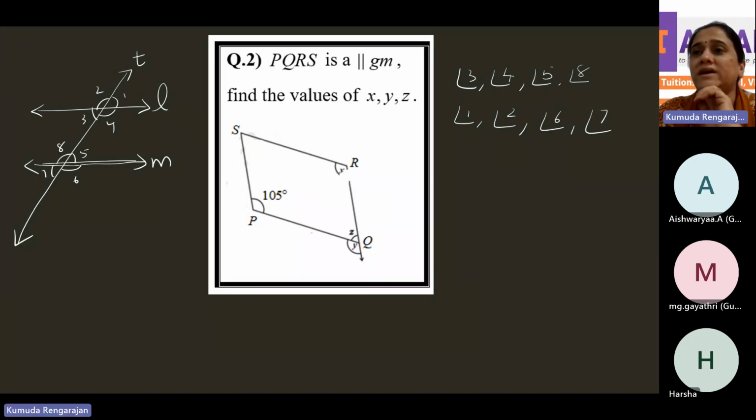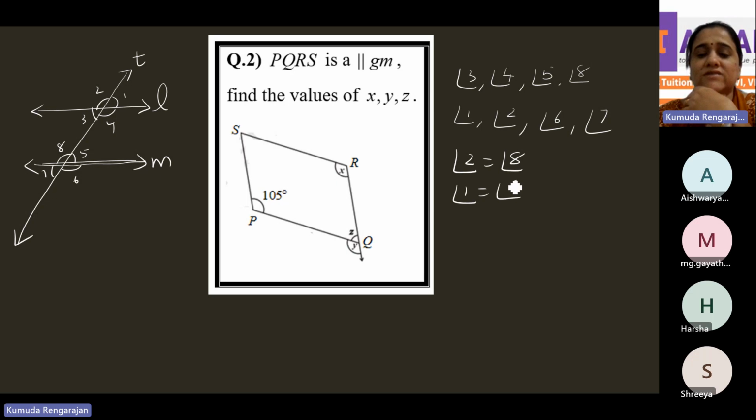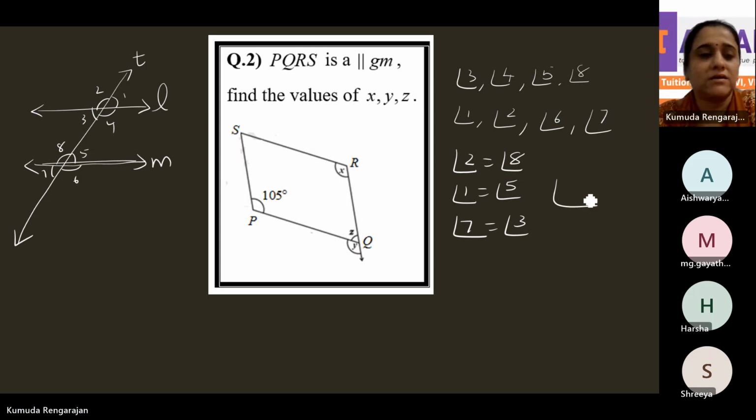Now coming to corresponding angles, which are equal. So angle 2 is equal to angle 8. Corresponding angles, correct? Now somebody online tell me another pair of corresponding angles. Angle 1 and angle 5. Thank you, Aishwarya. Then here, angle 7 and angle 3. Very good. One more. Angle 4 and angle 6. Very good. So these are the different pairs of corresponding angles.